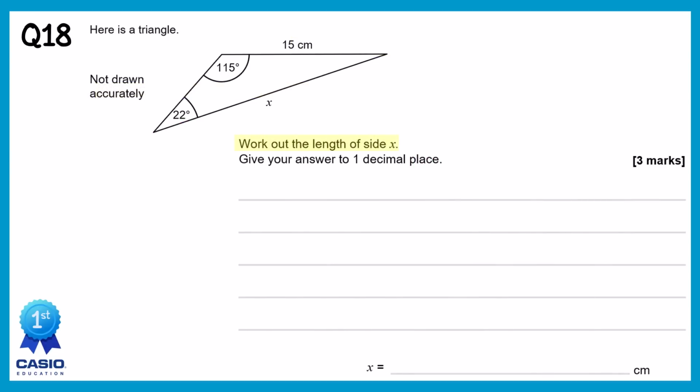We'll do this using the sine rule. Let's label the side we're looking for as lowercase a, and the angle opposite that as capital A. Then the other pair that we have as lowercase b and capital B. We then write down the sine rule, a over sine A equals b over sine B, and we substitute in what we have.